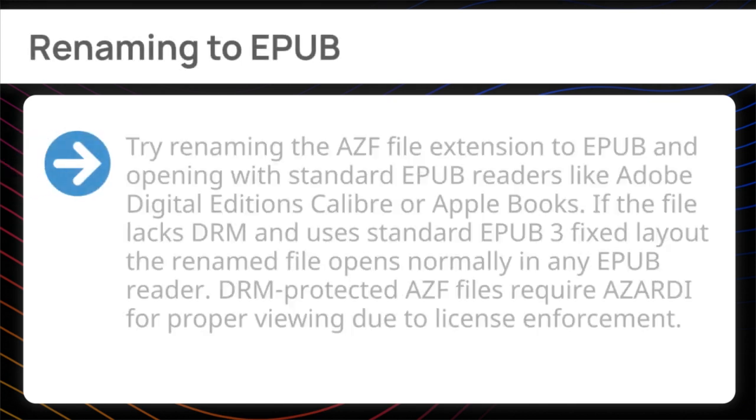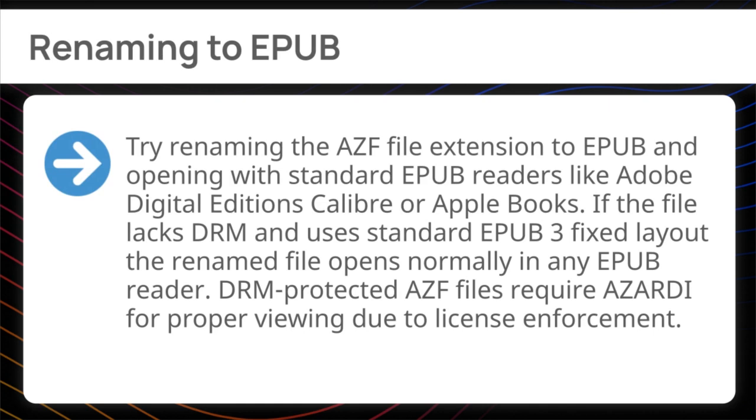Next, renaming to EPUB. Try renaming the AZF file extension to EPUB and opening with standard EPUB readers like Adobe Digital Editions, Calibre or Apple Books. If the file lacks DRM and uses standard EPUB 3 fixed layout, the renamed file opens normally in any EPUB reader. DRM-protected AZF files require AZARDI for proper viewing due to license enforcement.